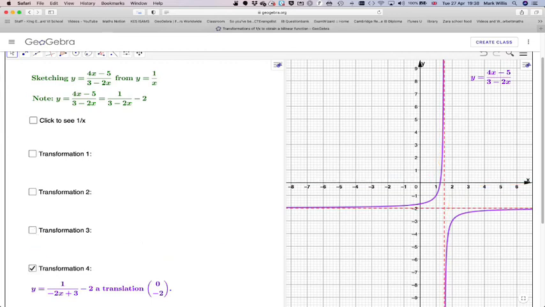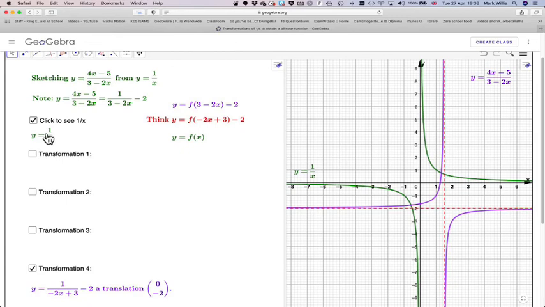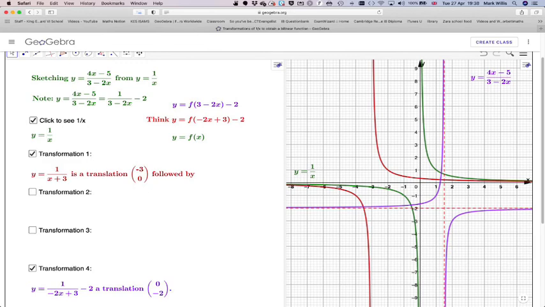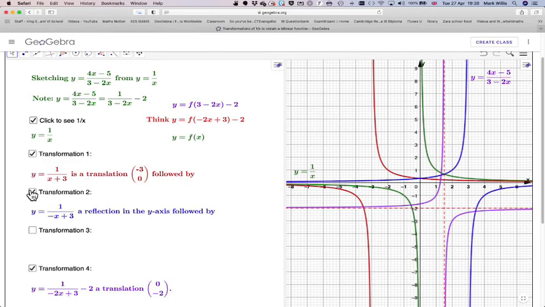So the original graph was 1 over x, and it becomes that doing all those transformations. Transformation 1, a translation (-3, 0), followed by transformation 2, which is a reflection in the y-axis that deals with the minus sign. Putting the 2 in front of the x is a stretch factor 1/2 parallel to the x-axis. That's probably the hardest one of these. And then finally, the minus 2 is a translation (0, -2).